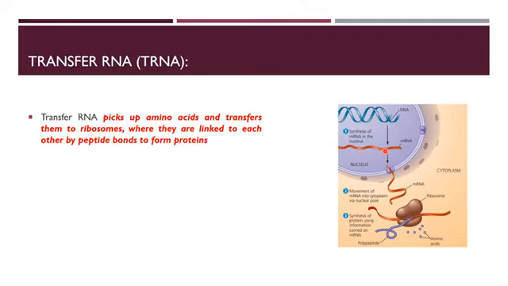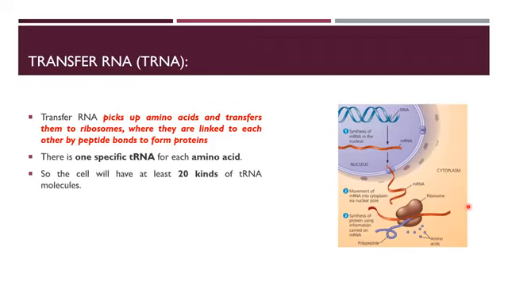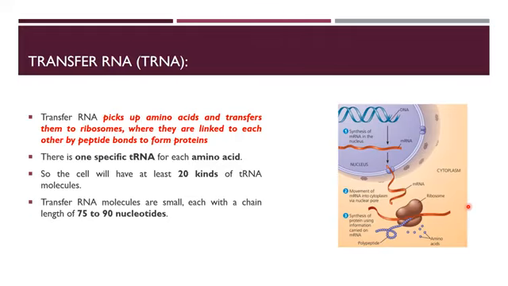Now the transfer RNA picks up the amino acids when the messenger RNA moves in the cytoplasm. Transfer RNA will read the message on the messenger RNA, and it will transfer the specific amino acids to the ribosome for being converted into proteins. There is one specific transfer RNA for each amino acid, and our cells have 20 kinds of transfer RNA for 20 kinds of amino acids. The length of transfer RNA is about 75 to 90 nucleotides.